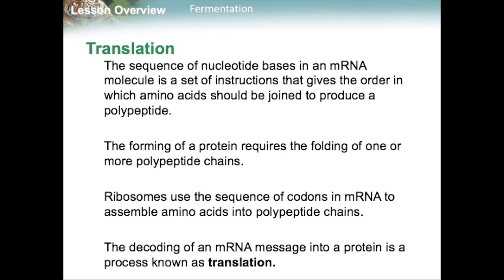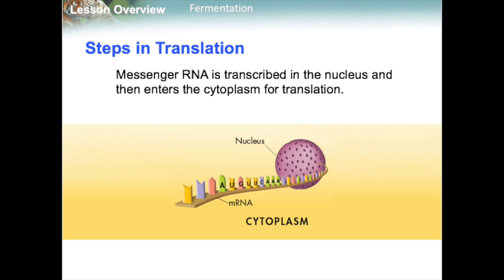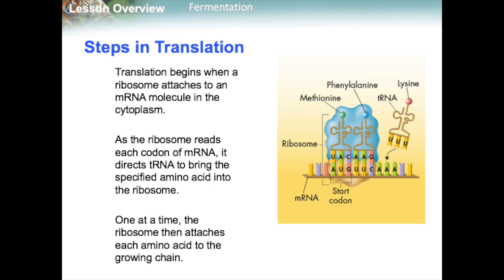So messenger RNA is going to come out of the nucleus here. It's already got, you see here, the codons AUG, UUC, and AAA. So it's already been transcribed. Now we got to translate it. So it's going to go through the ribosome right here.